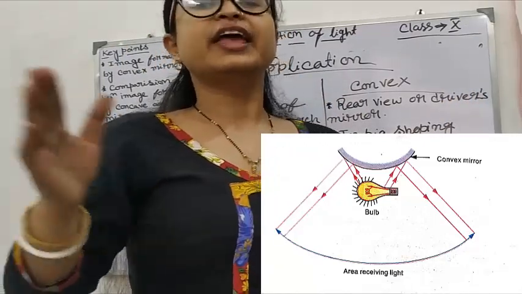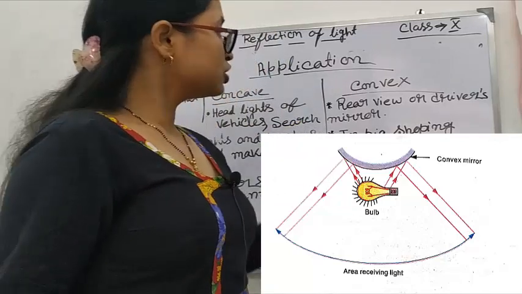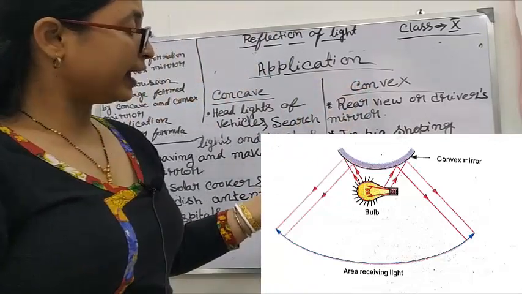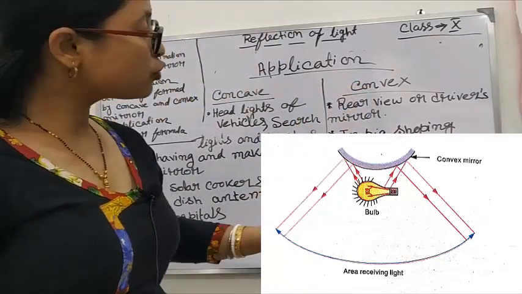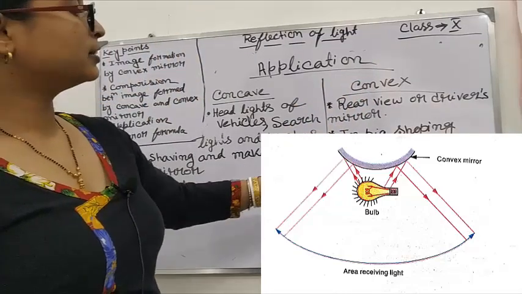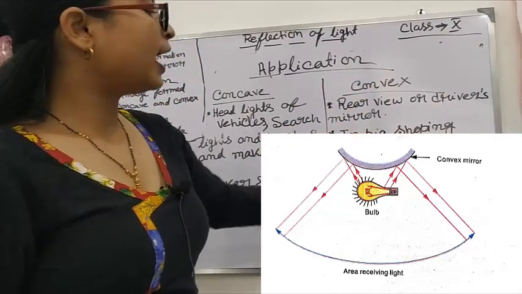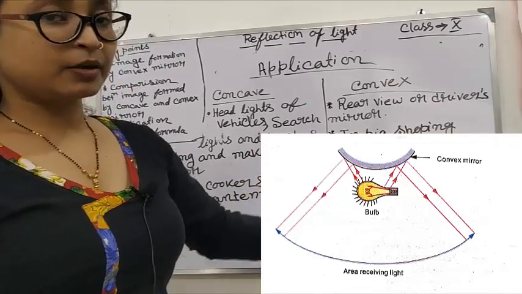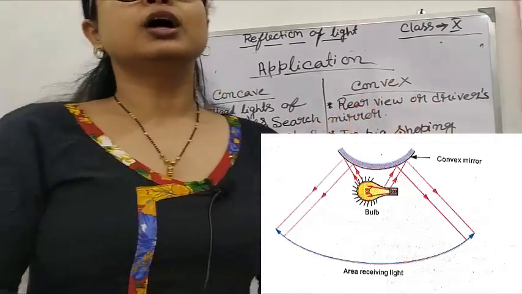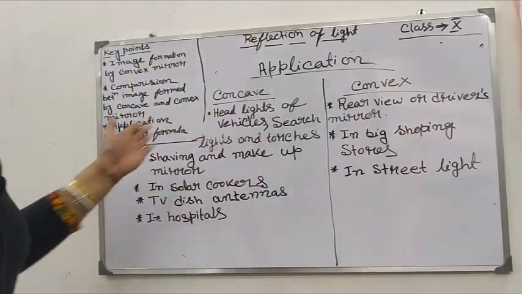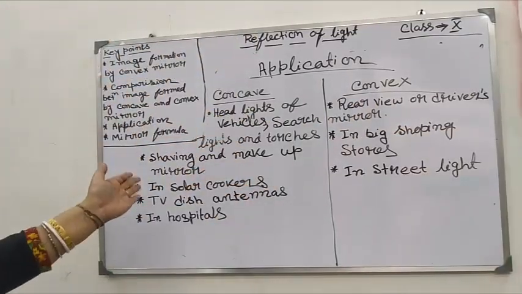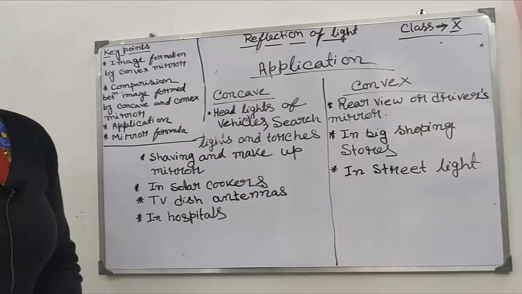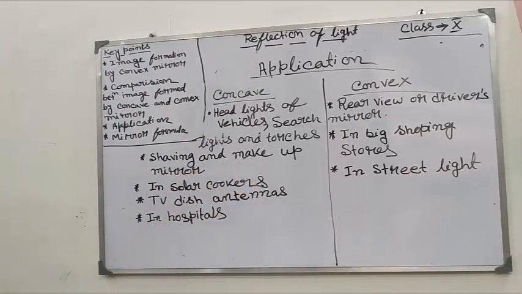Convex mirror is also used in street lights in order to diverge the light rays throughout a larger area. Why? Because we know that convex mirror is a diverging mirror. So if we place the street light like this, what happens? All the light rays after reflecting from the mirror will diverge. That means they will spread out through a large area. So these are the applications of concave mirror and convex mirror. You can take a screenshot of this note.